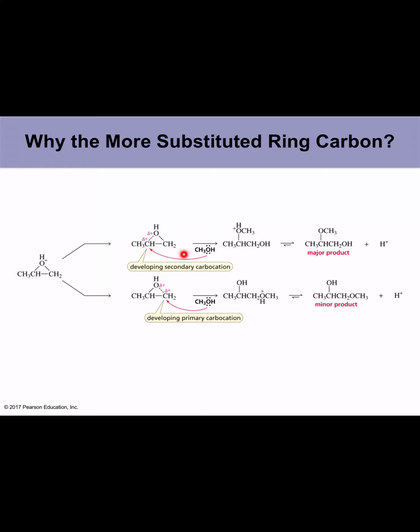Okay, and that makes it the major product. If it goes to this carbon, this is the product it's going to form. So the oxygen-carbon bond will break and it forms CH3, CHOH and CH2, and the OCH3 group goes to this carbon to give this product. Okay, that's going to be the minor product.